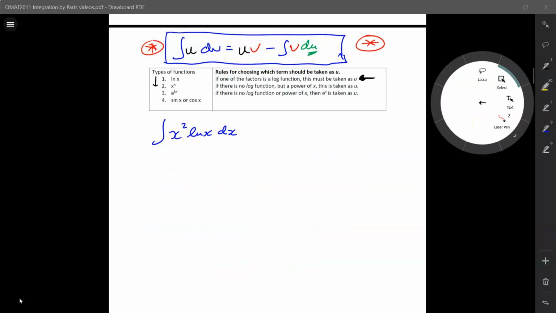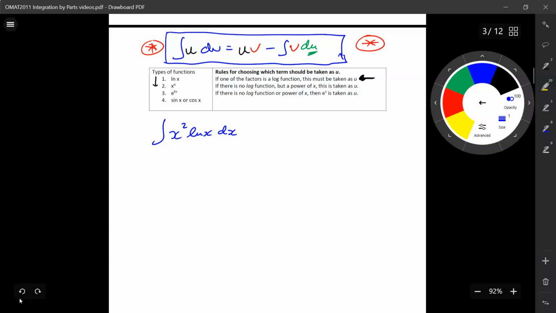In this example, we're integrating the product of x squared and the log of x. So look at this example here. The first thing we need to do is apply our rule, integration by parts. So we need to work out u, dv, v, and du. We need the parts to plug into this formula. The first job is to decide which term is going to be equal to u. We come up to our first rule up here. The first rule says if one of the factors is a log function, it must be taken as u. So I'll say u is equal to the log of x.